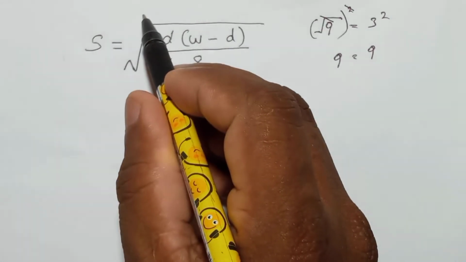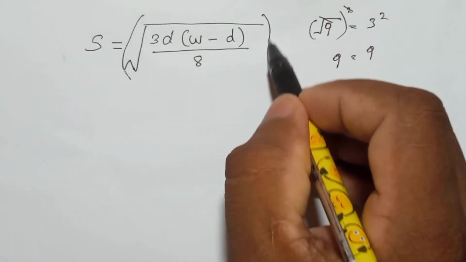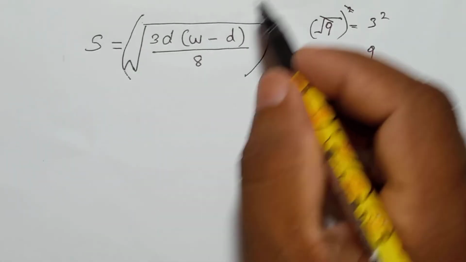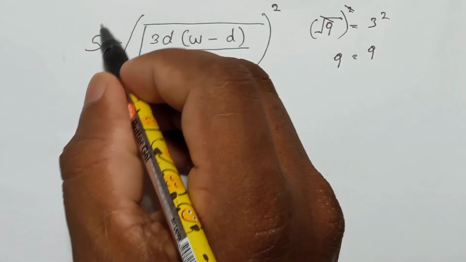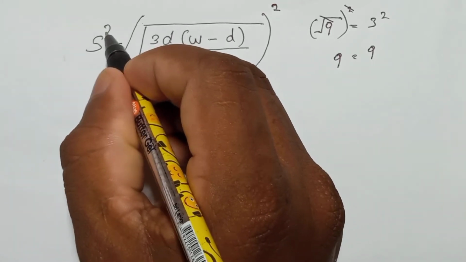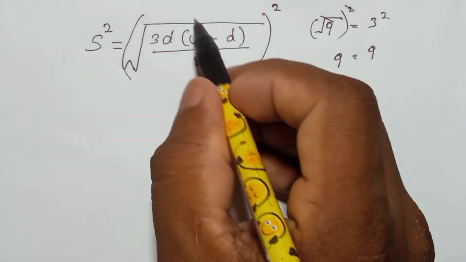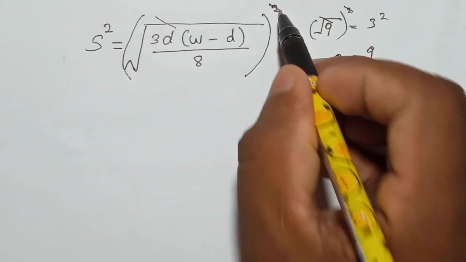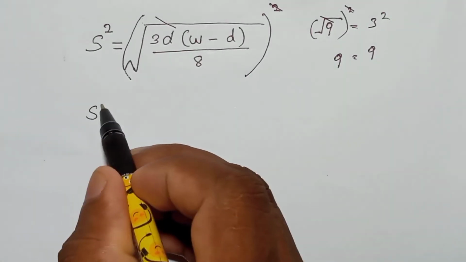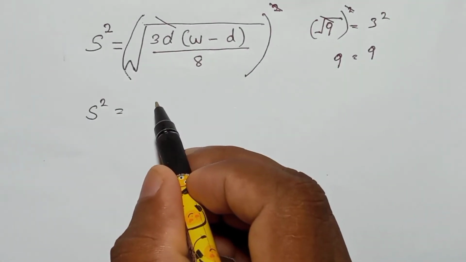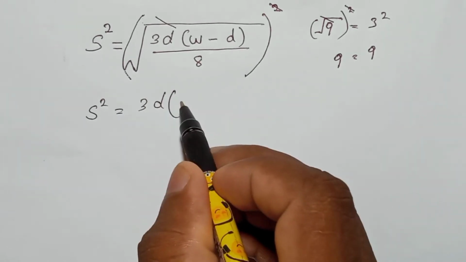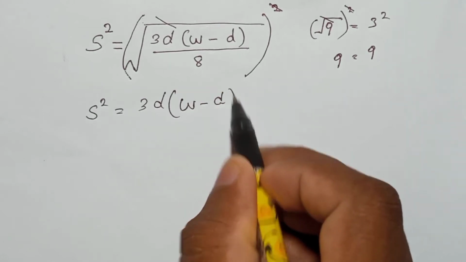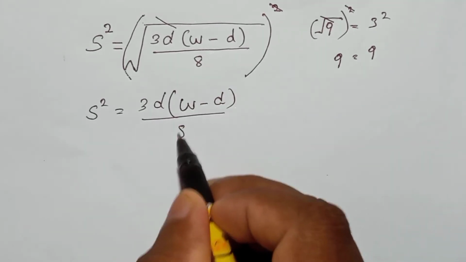But here, completely this right side, that's why I put a bracket here, squared, and here we only have s on the left side, so I will put a square here. Okay, now the square root sign and square cancel, so here we will have just s squared, then here we have 3d, w minus d, then over 8, right?